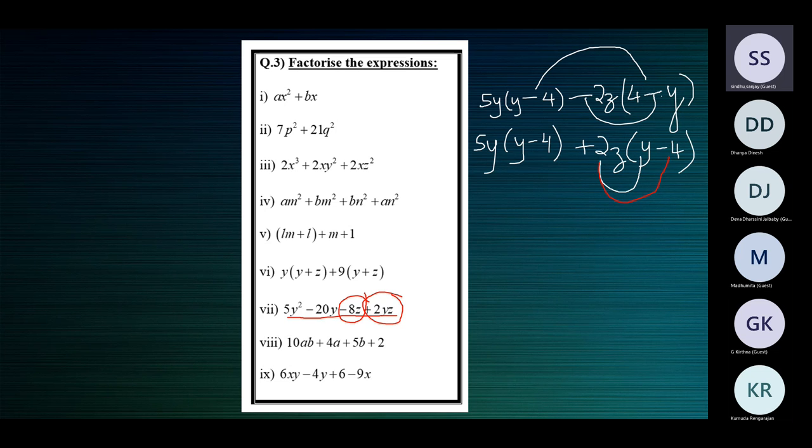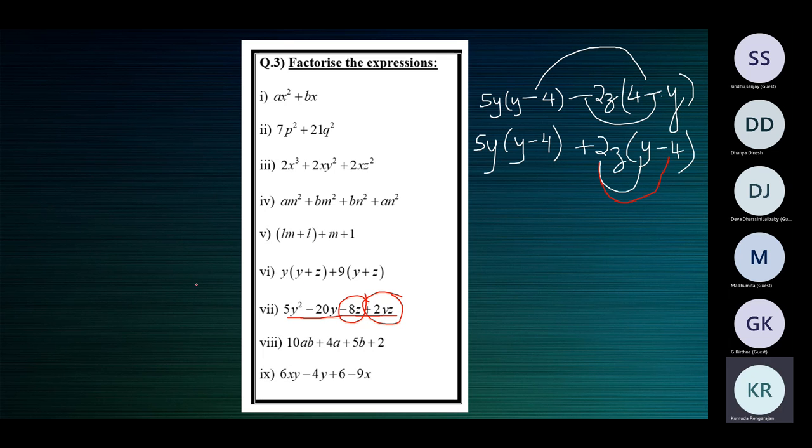So remember, when you're writing a minus b as b minus a, that is here you're writing 4 minus y as y minus 4, what you should do is outside, you should change the sign. Minus 2z will become plus 2z. But you'll not be changing the value of any term. Because see, when you multiply, you get back the terms. Plus 2z into y is plus 2yz, the fourth term. Plus 2z into minus 4 is minus 8z, which is the third term.